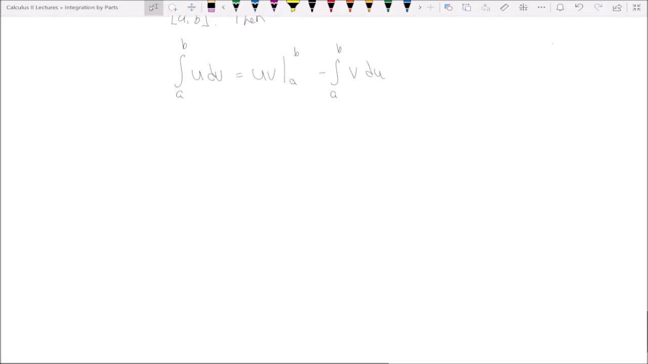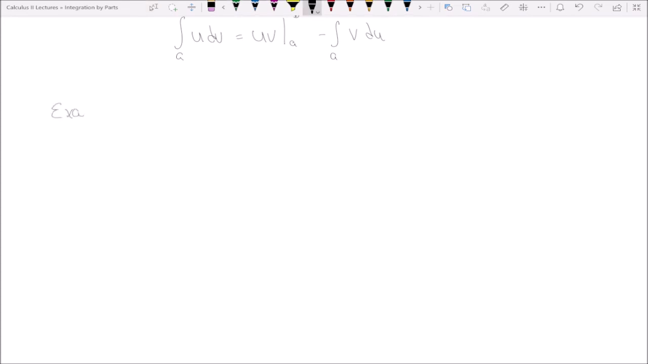And let's now look at a couple of examples for dealing with definite integrals that require integration by parts. So what we want to do is find the area under the graph of y equals the inverse tangent of x over 0 to 1. Right now, recall that area is an integral. So we're actually looking to evaluate this. We want the integral from 0 to 1 of inverse tangent of x dx.